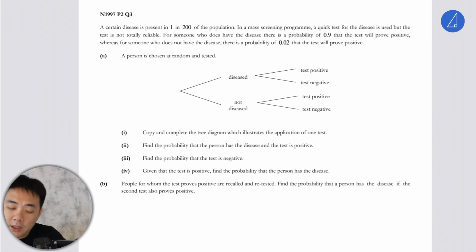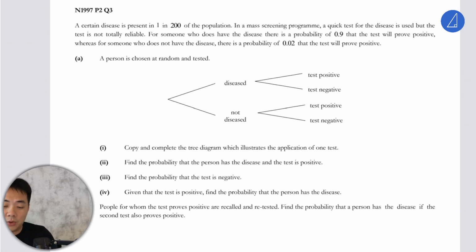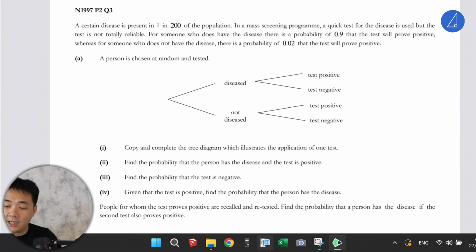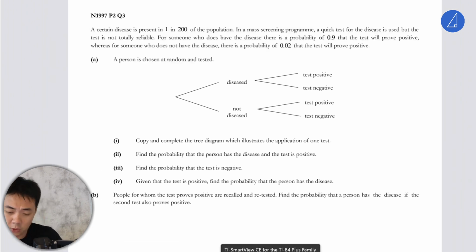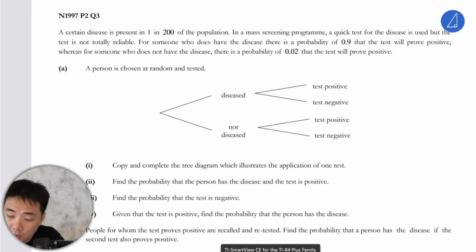Okay, when you're doing this question, just understand what is going on. Very likely there's a conditional probability going on. So you try and identify the events. Typically there are two events. A certain disease is present in 1 in 20, so disease being present is 1 in 20, meaning this is universally the case.